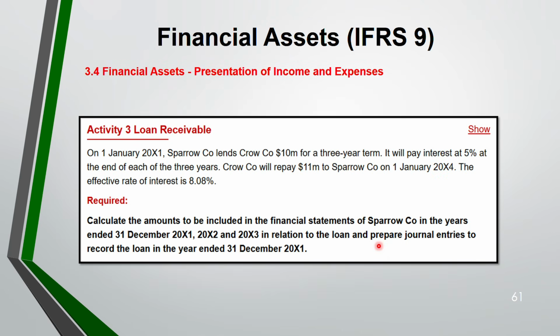Now, activity 3. This is about a loan receivable. Calculate the amount to be included in financial statement for 31st December 2001, 2 and 3 regarding the loan, and also the journal entry for year ended 31st December 2001. On 1st Jan 2001, Sparrow is lending Crow 10 million for a 3-year term. They are paying interest at 5%. They will repay 11 to Sparrow on 1st Jan 2004. Effective rate is 8.08%. So now let us do activity 3 on Excel.